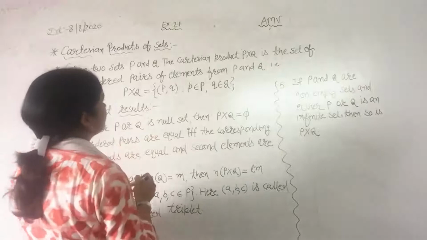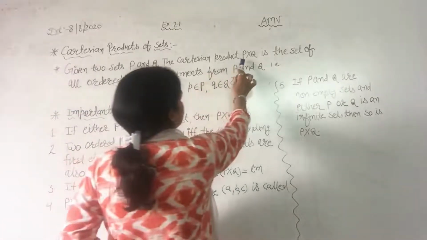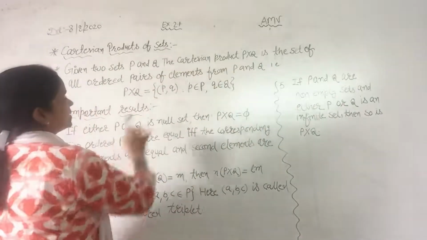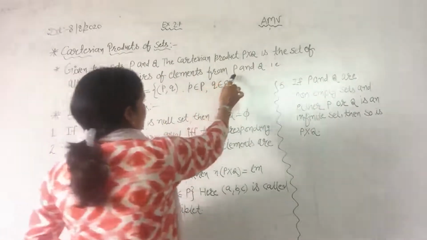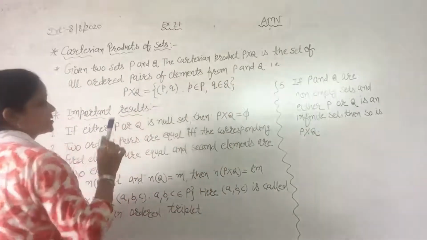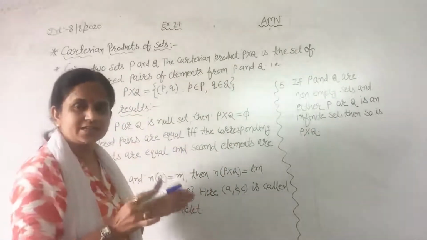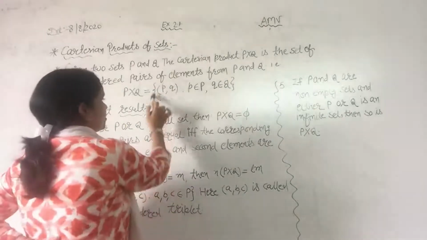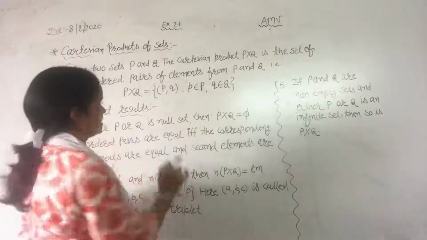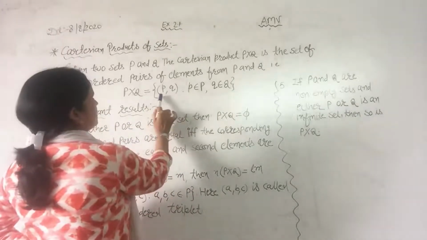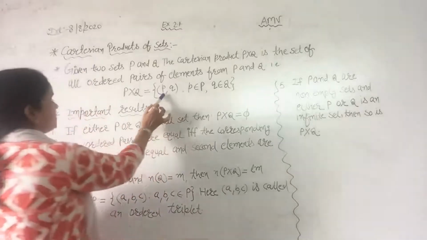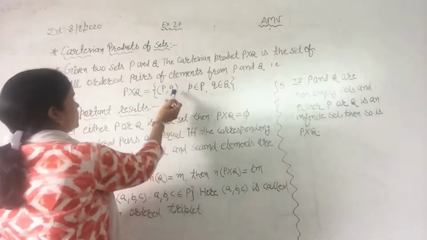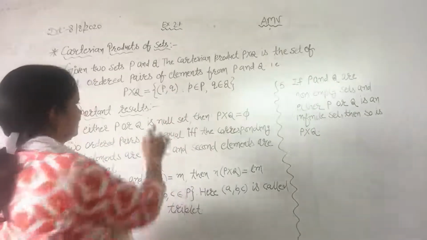Given two sets P and Q, the Cartesian product P×Q is the set of all ordered pairs of elements from P and Q. Students, the Cartesian product of sets is also a set, but the elements of the set are ordered pairs. Ordered pair means the elements are written in a bracket, and the first element p is from the first set P and the second element q is from the second set Q.